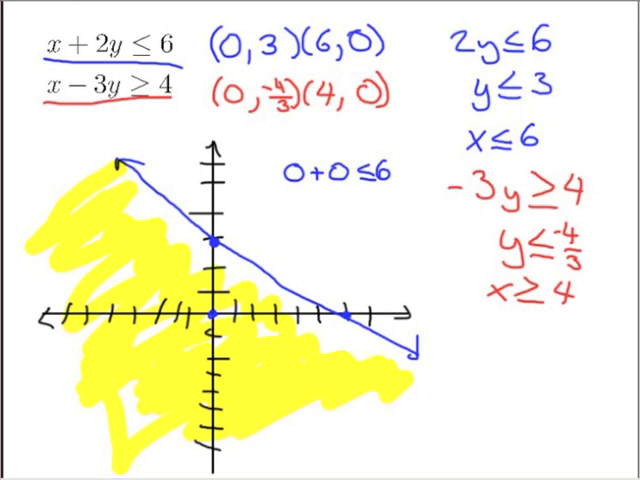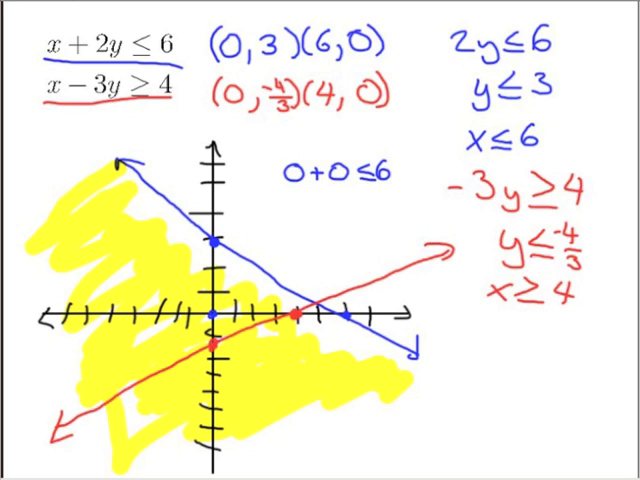Now I need to graph my red line. When x is 0, y is negative 4/3, so that is negative 1 and 1/3, about there. And x is 4 when y is 0. Again, equals to, so it's a solid straight line. In this case, I'm not worried about the intersection point. I mean, I know there has to be an intersection point, but I don't really need to know what that value is.